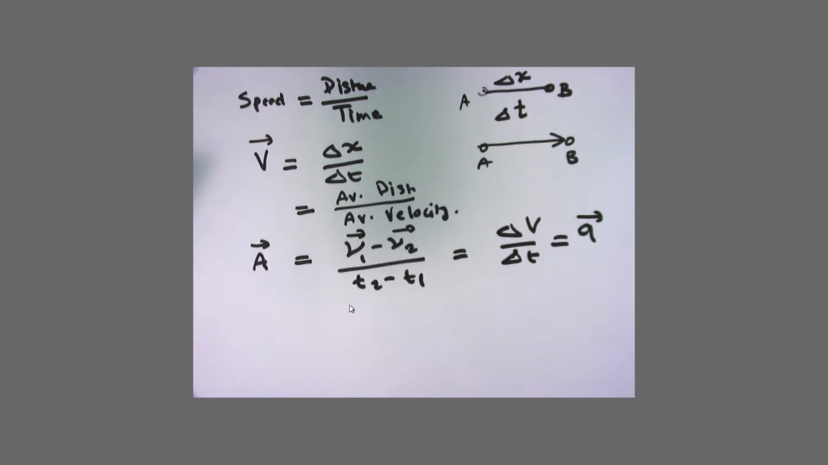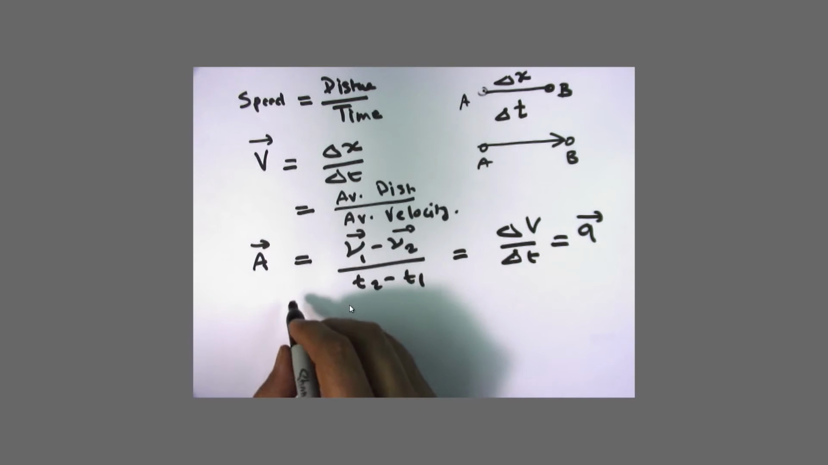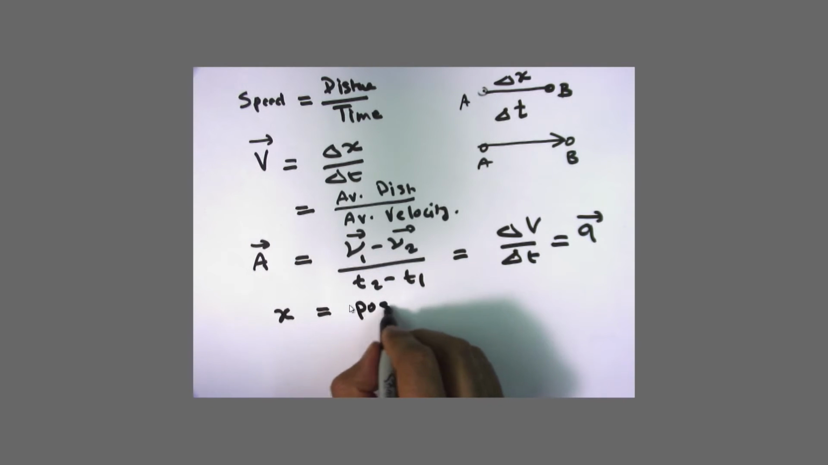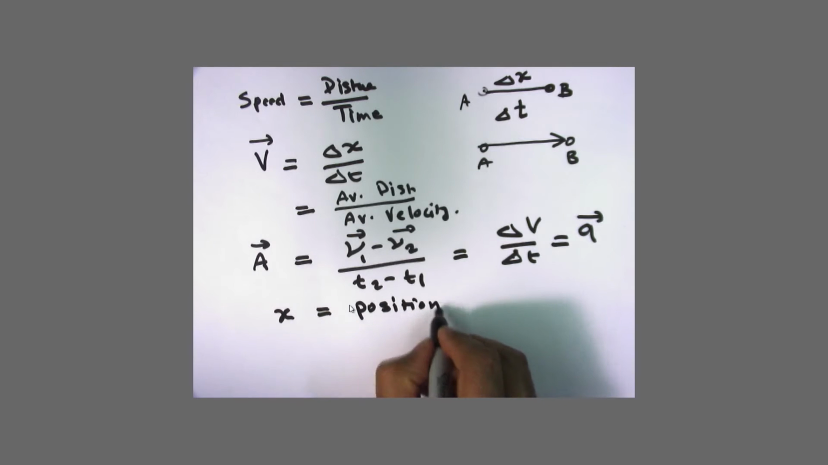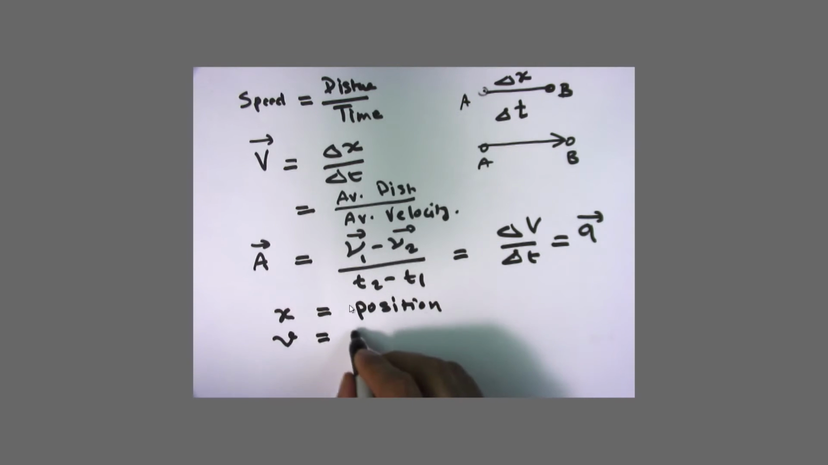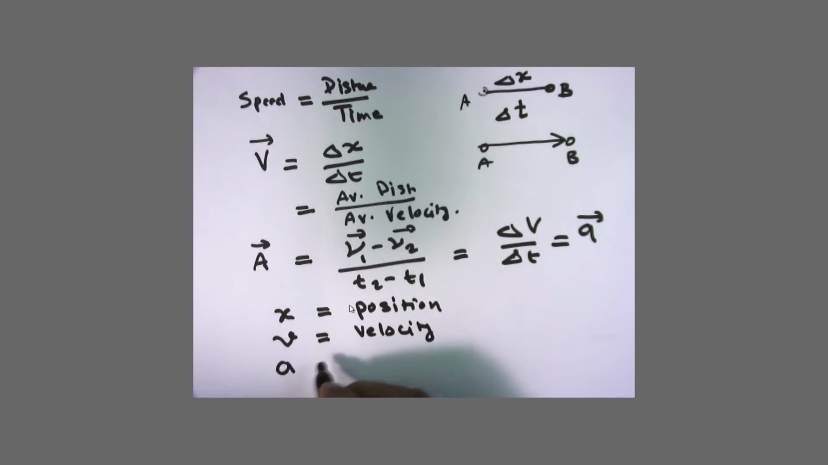And that becomes acceleration A. Now that you understand that, differentially what you can say is there is x, which is the position, and then you have v, which is velocity, and A, which is acceleration.